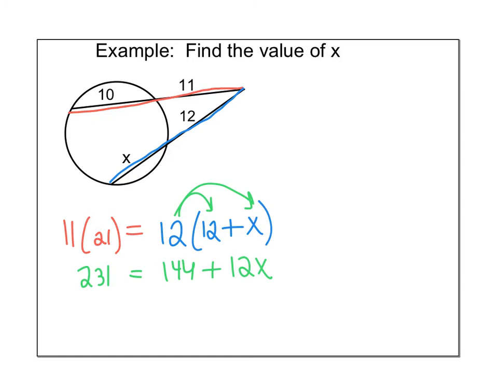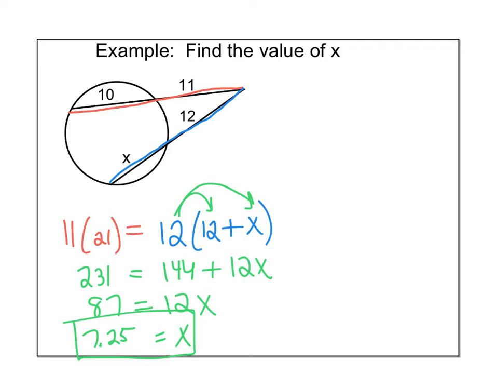And now we can just go about solving an equation. We can subtract the 144 from both sides, so we get 87 equals 12x. When we divide by 12, we end up with our answer that x would need to equal 7.25.